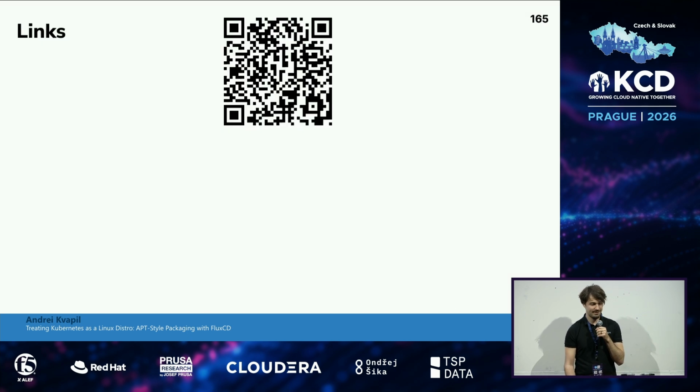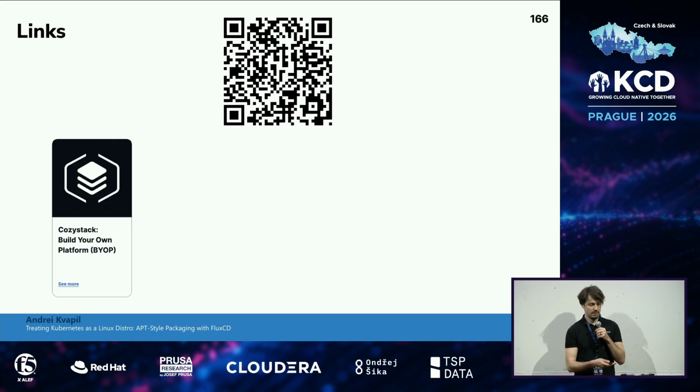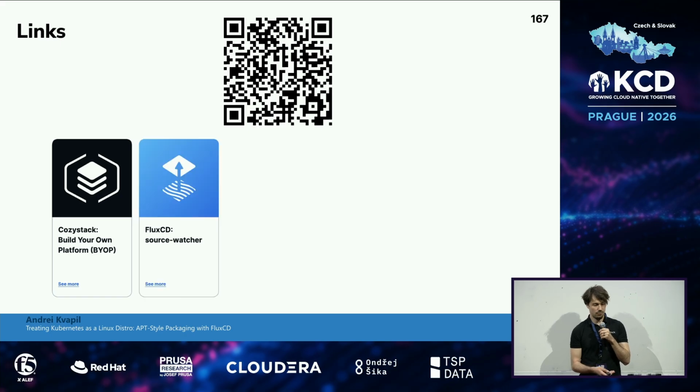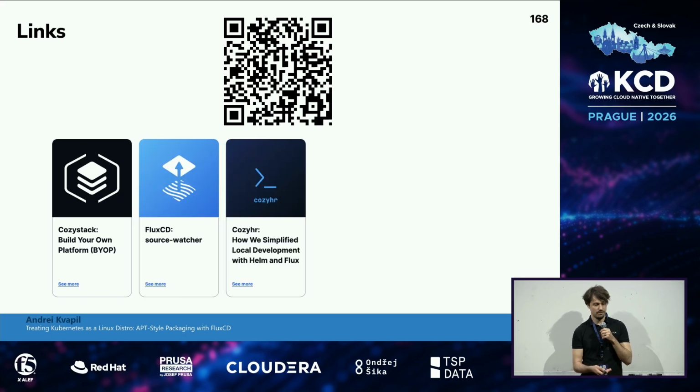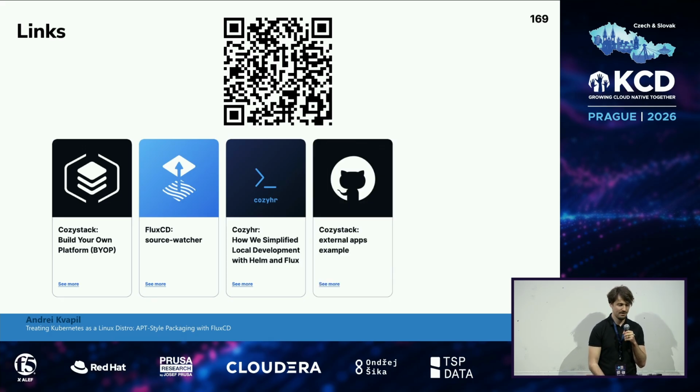That's it. Here are a few links I've mentioned in this presentation. Here is a link to the instruction on how this works: the FluxCD source watcher. Cozystack is a tool which allows you to simply develop with FluxCD. It works even without Cozystack. It just requires a Git repository with Helm. And here is an example of how you can build this repository and publish it to Cozystack.